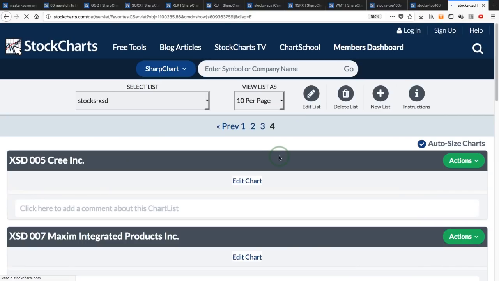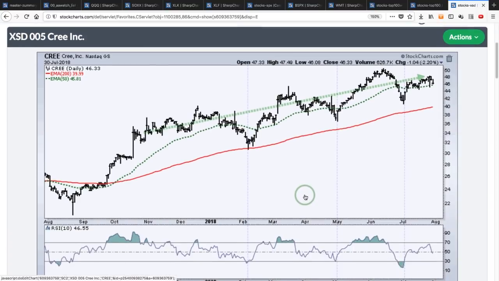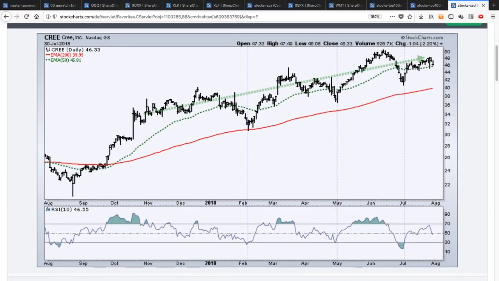Moving to the next page, just got a couple more. Here's Cree. Cree is clearly in a long-term uptrend there. And you can see it got hit the last 2 days, but nothing going here, nothing to be worried about just yet.